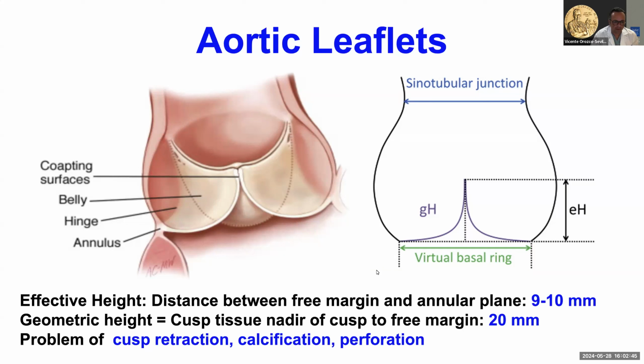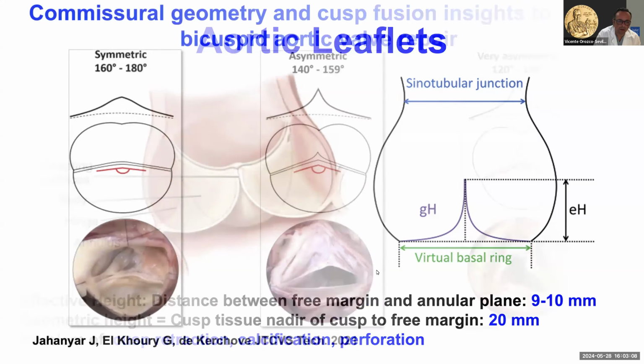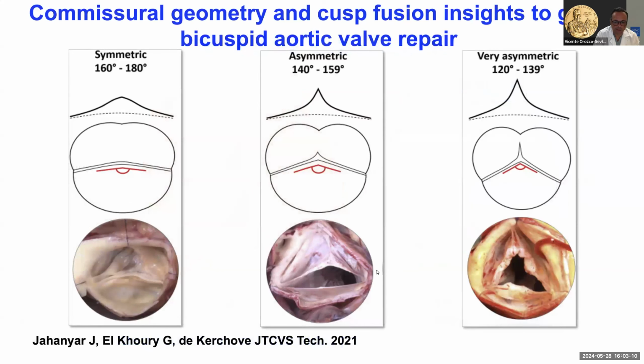Just to have an idea, the effective height has to be between 9 and 10 millimeters, and the geometric height, which is the amount of leaflet that we have to repair, has to be about 20 millimeters. Also, it's important to identify any problems with cusp retraction, calcification, or perforation. It will allow us to decide which valves can be repaired and which valves we need to replace.